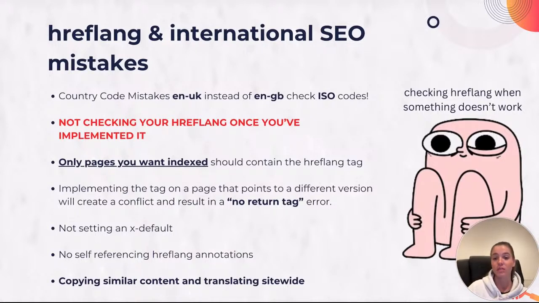Then, if you're not self-referencing your hreflang annotation, this comes back to the very complicated sequence of what elements you have to reference. Self-referencing is basically like a self-referencing canonical. You reference the version that you're currently working on. So UK has to reference the UK. And if you're copying similar content and translating it site-wide, this is not a great idea, especially now that there's such a focus on quality content. You have to have individual content for all the pages that you are actually trying to rank.